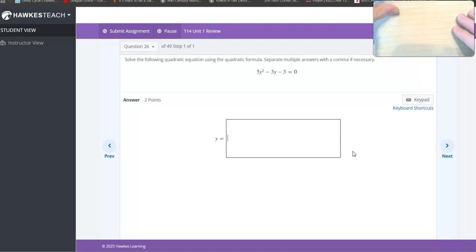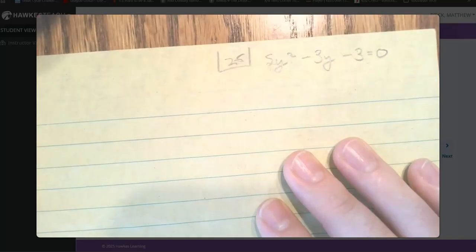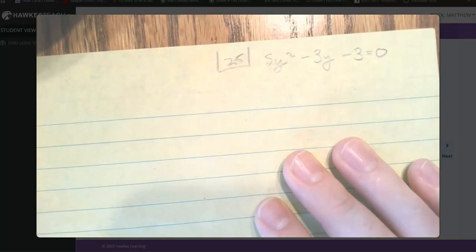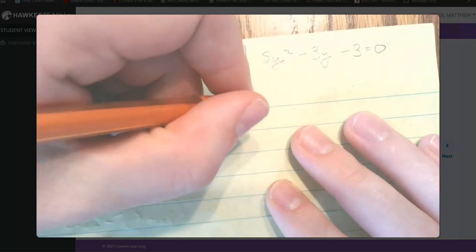All right, so the next one asks us to solve this using the quadratic formula. Again, I don't really care which method you use. If you can find the factors that make this factor nicely, you can go ahead and use factoring if you want. So when we multiply this out, we get negative 15, which are 1 and 15, and 3 and 5, which neither of those get us a negative 3 there. So I don't think this ends up factoring nicely.